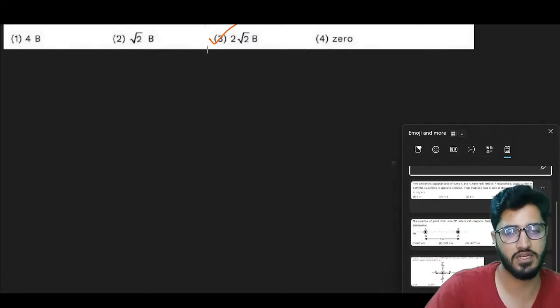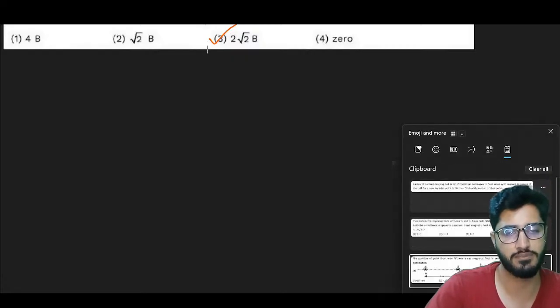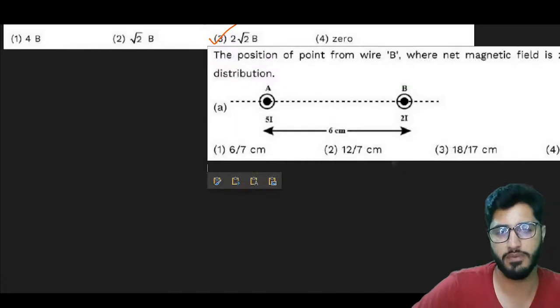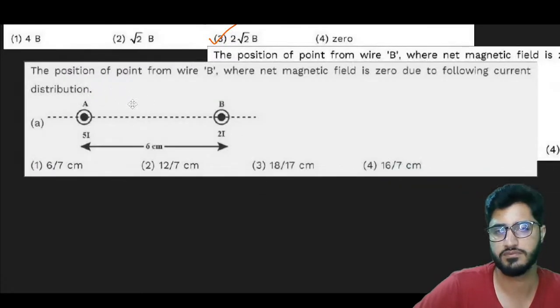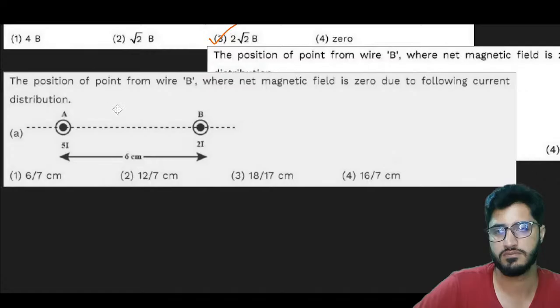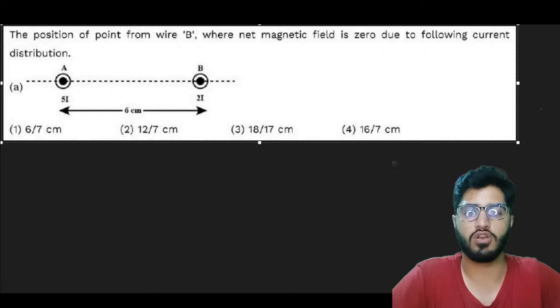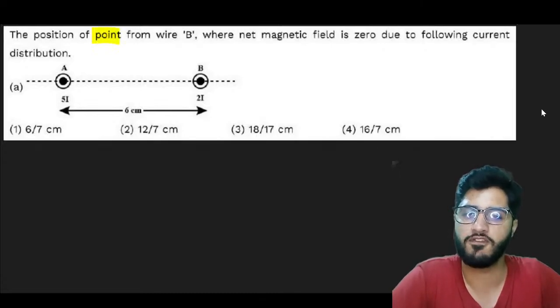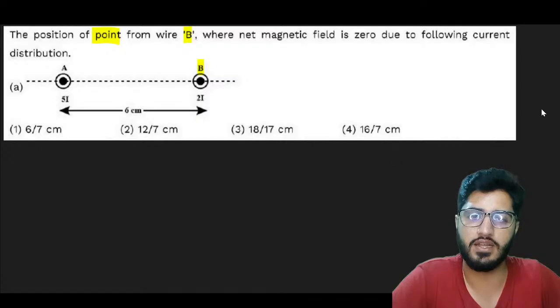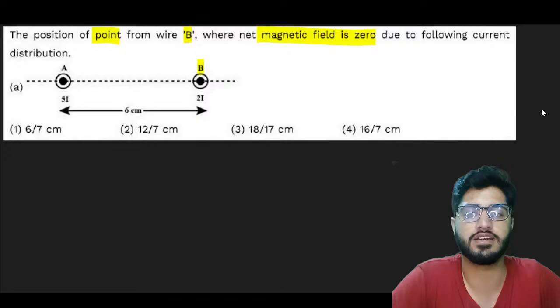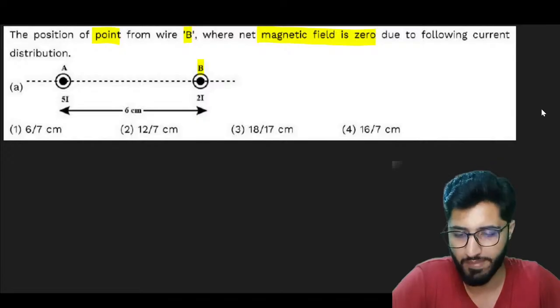If your basics are clear, then each and every numerical is very simple. One more numerical here, this one. Okay. What this numerical is all about, you can read it. The position of a point from B, where the net magnetic field is 0. Okay, null point due to the following current distribution. It is null point, no? Okay, sir.